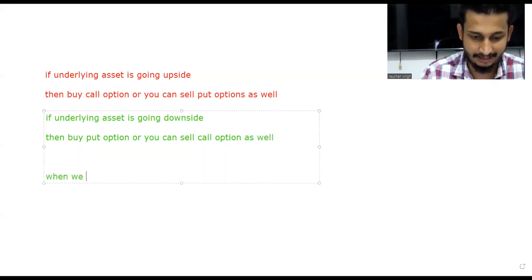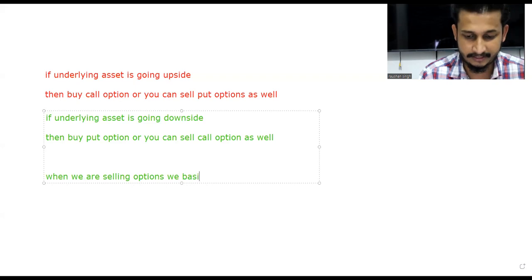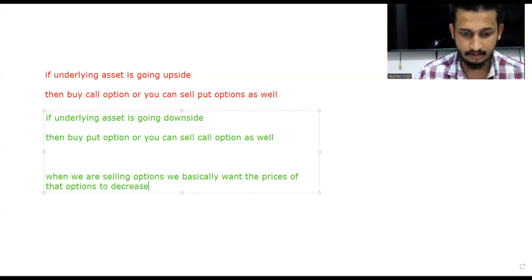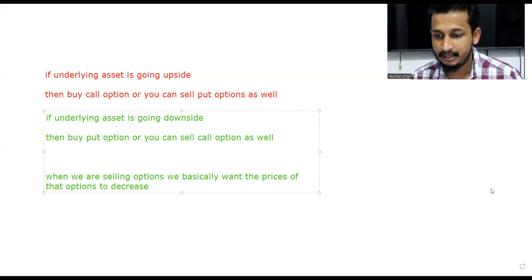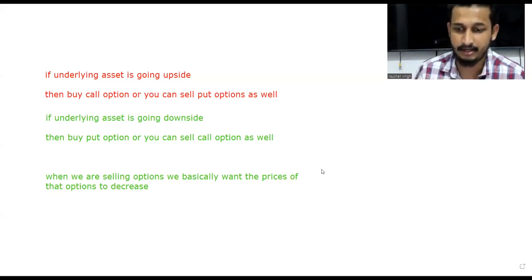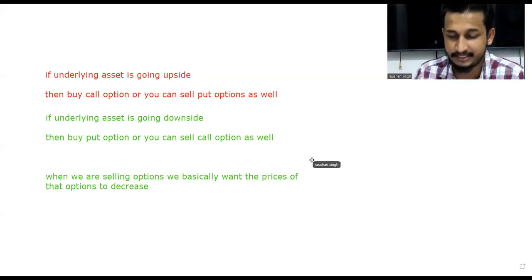When we are selling options, we basically want the prices of those options to come down, to decrease. Okay, is it clear till here? If the market is going upside, what do we have to buy, what do we have to sell? Is it clear now? It is written right in front of you.